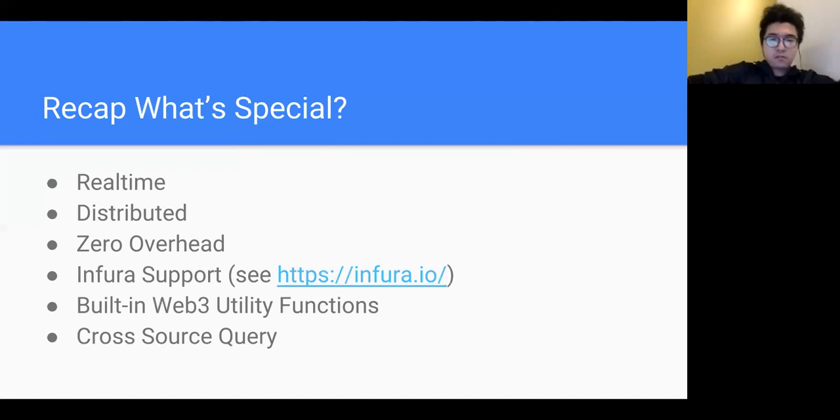The fourth thing is support for Infura, which is a great product. I just got to know it recently. It has built-in Web3 utility functions like from wei, to wei, eth_blockNumber, getTransactionCount, and such. I have an issue on my GitHub that tracks how many utility functions I have implemented and how many I haven't done yet.